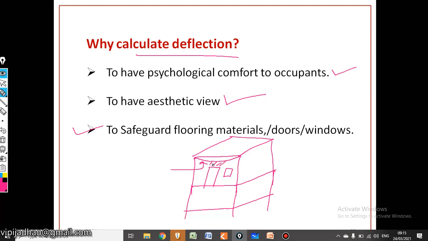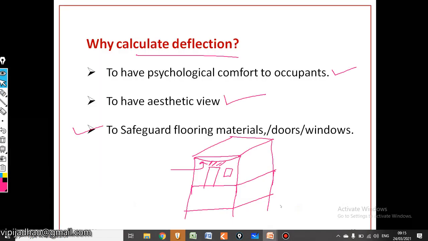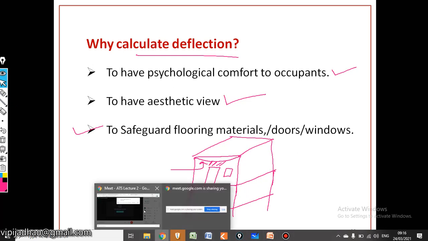The brick material which is under this particular beam, this will be crushed, and ultimately what happens, it will be damaging the windows and doors of your building. Therefore calculation of deflection becomes very important.